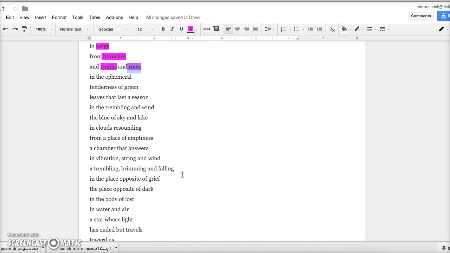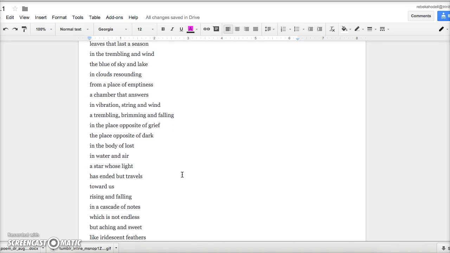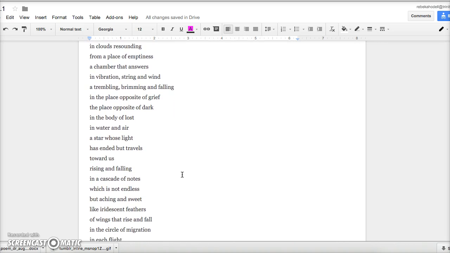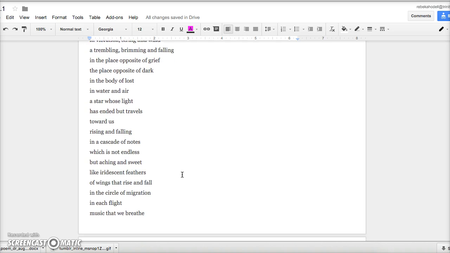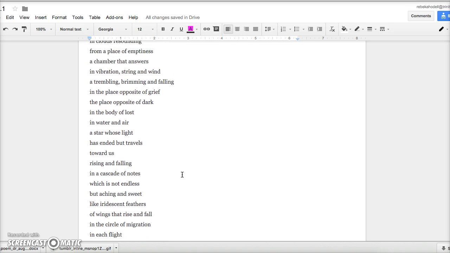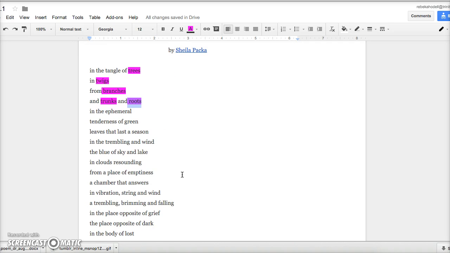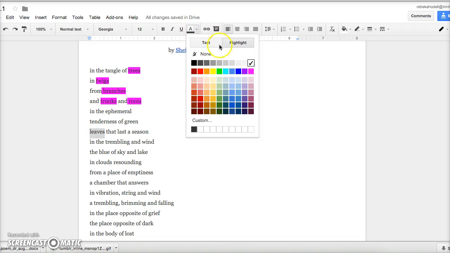And I'm going to scroll down. And you'll notice that basically I am rereading this poem every time I look for a pattern, which is kind of cool because I'm sort of tricking myself into reading this poem multiple times, which is nice for my understanding. Okay, I think that's all of the tree imagery. Leaves. Leaves are on a tree.